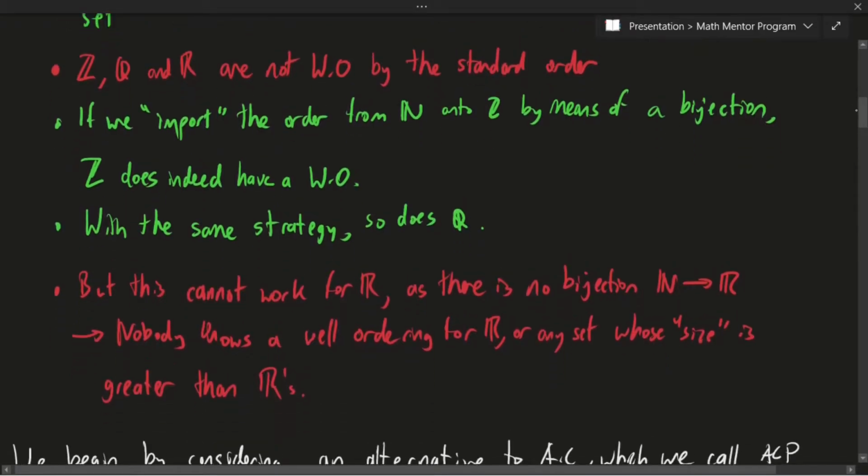However, the same trick fails for R because, as we saw, there is no bijection between N and R. If there was, R would be countable. So actually, nobody knows a well-ordering for R, and nobody knows a well-ordering for any set whose size is greater than R's. And this is why the well-ordering principle is so hard to accept, because it basically stops working intuitively after the size that is the integers.